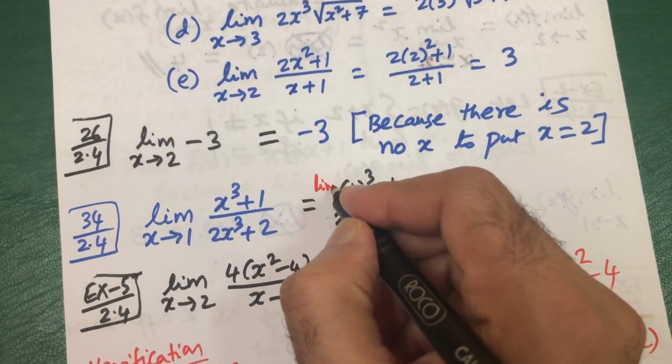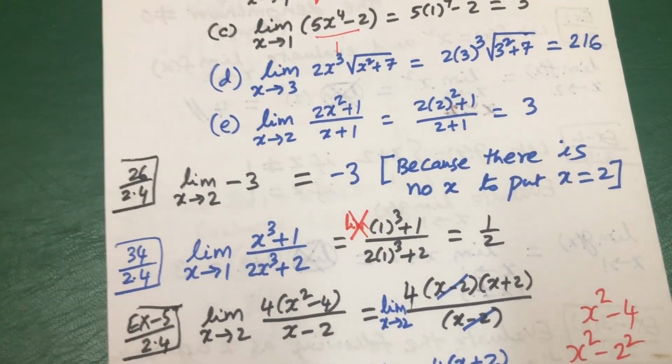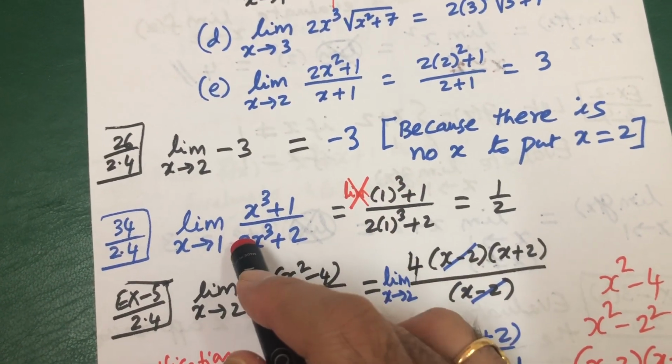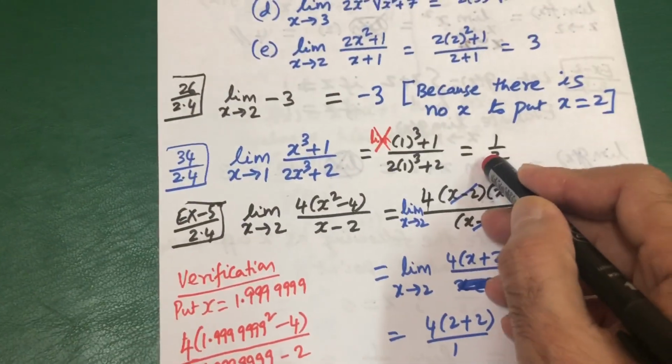Don't write limit here. If you write limit, it will be a big mistake. Okay? So x equal to 1. So 1 power 3 plus 1 over 2 times 1 power 3 plus 2. Denominator not equal to 0. Use a calculator, you get half.